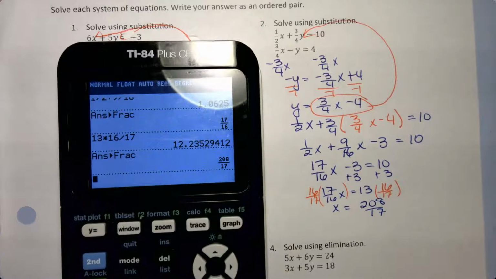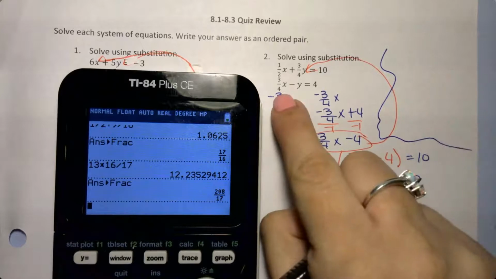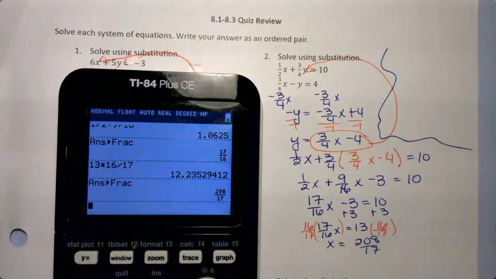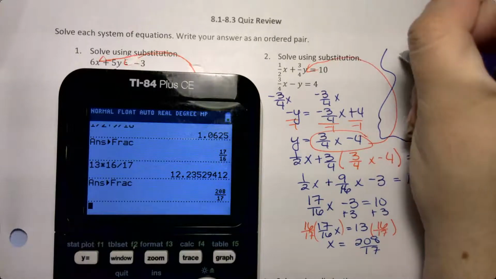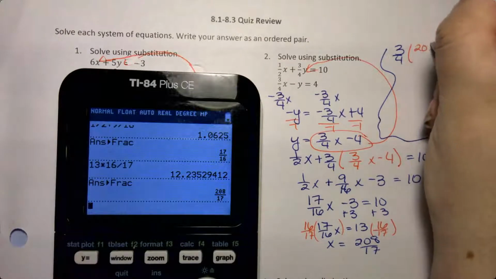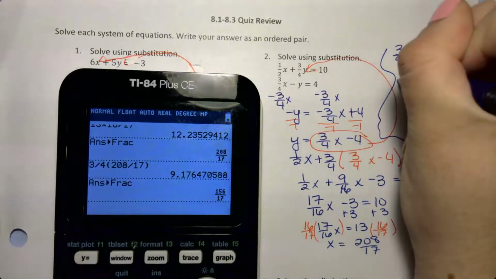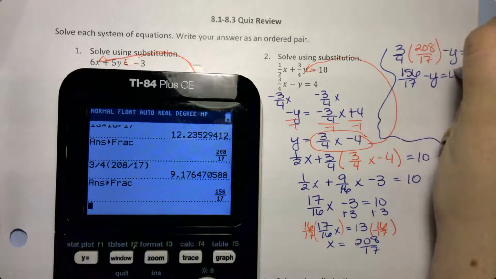Then I want to go ahead and plug this back in. So I'll do this up here. I'm going to pick the bottom equation because there's no fraction in front of y. So I'm going to do 3/4 times that answer I just got, which is 208 over 17, minus y equals 4. I'm going to multiply those two fractions together. So 3/4 times 208 divided by 17. And I want to turn this back into a fraction. Gives me 156 over 17 minus y equals 4.